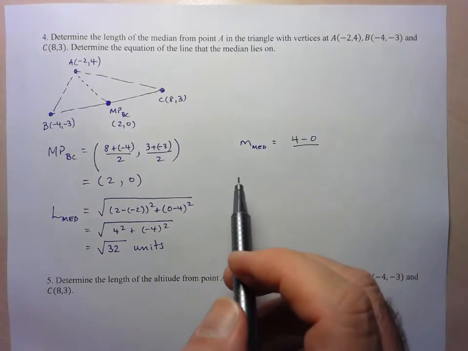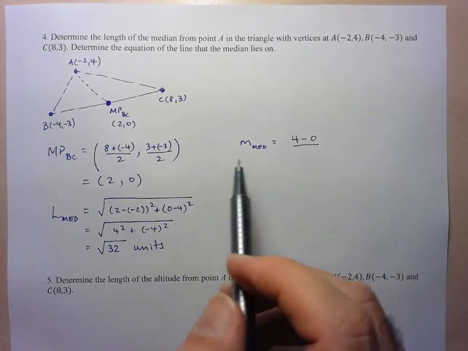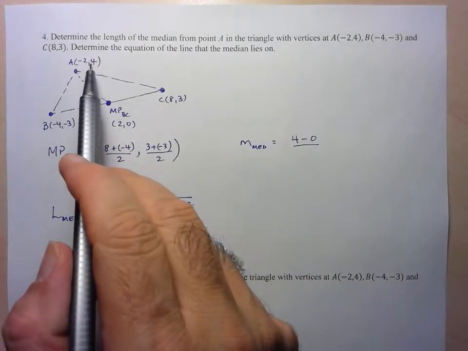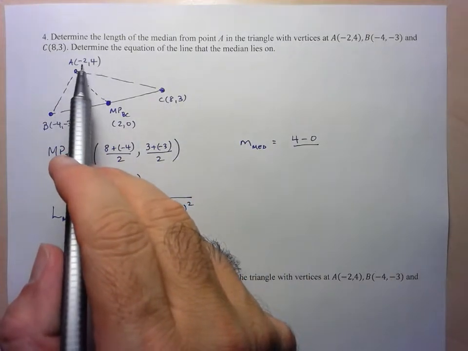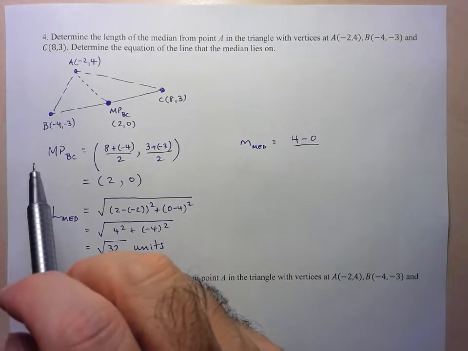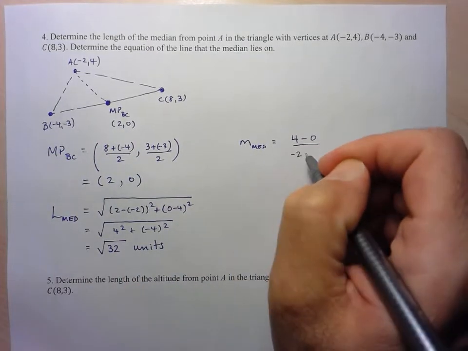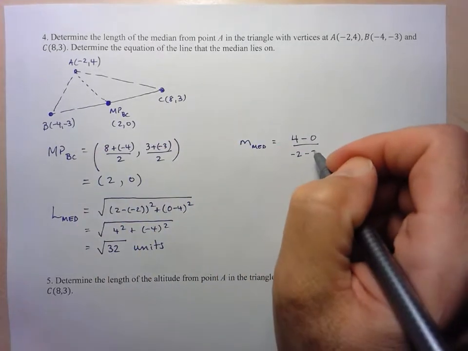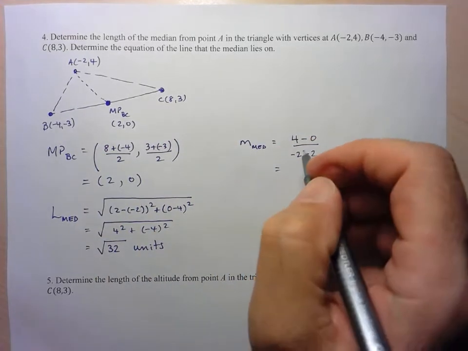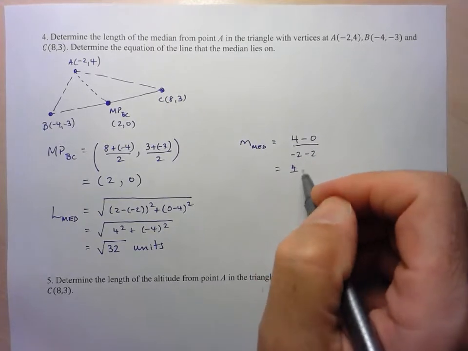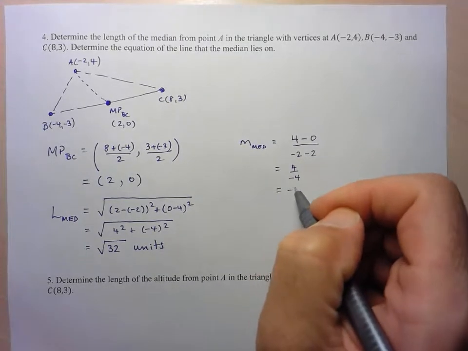Here, I'm not squaring, so it's very important that I keep the same order. If I start with point A in the numerator, remember that I have to start with point A in the denominator. So 4 minus 0, and then I have negative 2 minus the x value there, which is 2. And so what do we have? We have 4 over negative 4, so the slope is negative 1.